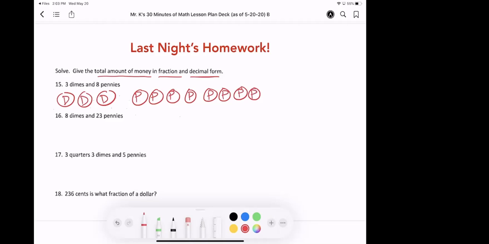Each dime is 1/10 of a dollar, 10 cents. And each penny is 1/100th of a dollar. So if I have 3 dimes, I have 3/10. And if I have 8 pennies, I have 8/100ths. I could also write it 0.3 plus 0.08, and together then I would have 3/10 and 8/100ths, or 38/100ths.